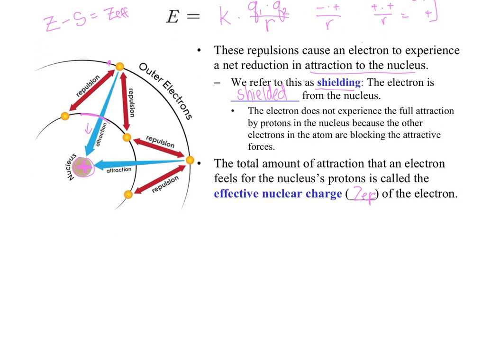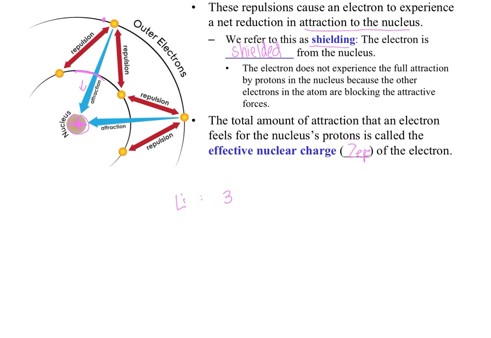So if I have something like lithium, lithium has 3 protons in the nucleus. And if we look at lithium, it has its 1s2 and its 2s1, so it's going to have 1 electron in the 2s shell. So in that first energy level, these 2 electrons are actually shielding the outer electron from the nucleus.